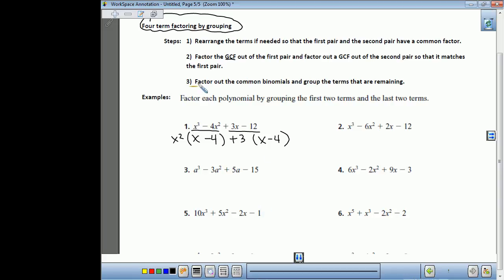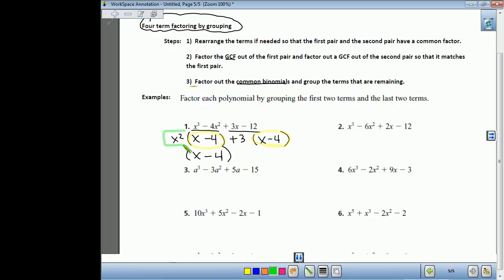Okay, so the last step is to factor out the common binomial. Do you see that we have an x minus 4 here and an x minus 4 here? So I'm going to take that out and put it in front. And then I'm going to group what's left together. So here this is left and that is left when I factor the other out. So I'm going to group it together: x squared plus 3x.